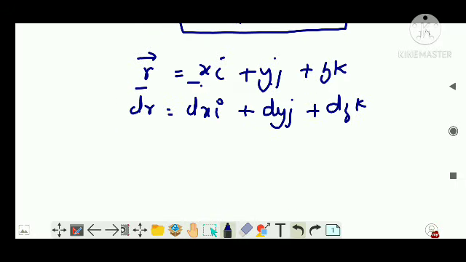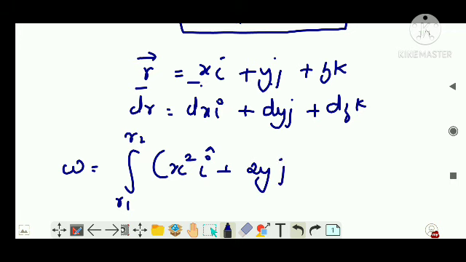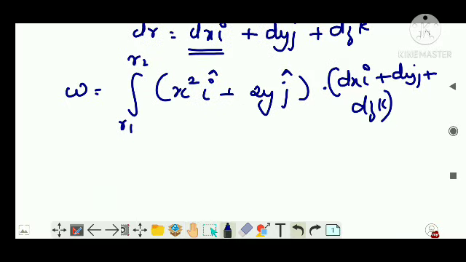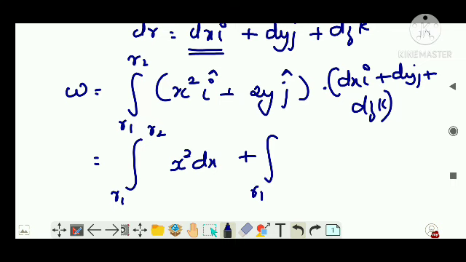Clear? Right, so here W is integral r1 to r2 of F vector. I will write it as x squared i cap plus 2y j cap, right? Dot dr vector, that is dx i cap plus dy j cap plus dz k cap, right? Now what would you do? You are having a dot product, right? So multiply the dots, that is integral r1 to r2 x squared into dx, right? Then there is only j, so I can write integral r1 to r2, then you can write 2y into dy.